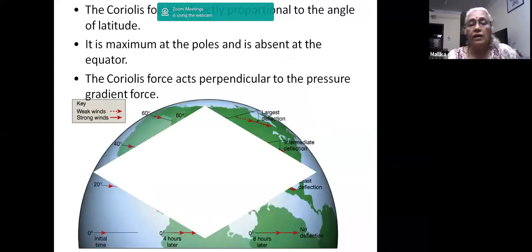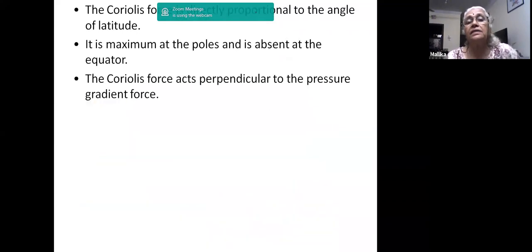Yeah, so these are some factors: the Coriolis force is directly proportional to the angle of the latitude. The equator is 0 degrees, and that is why the Coriolis force is 0 at the equator. Then it is maximum at the poles, which is 90 degrees. So that's how much stronger it is at the pole.